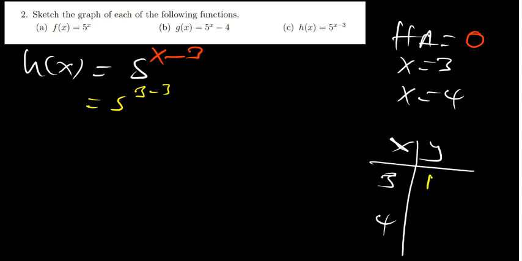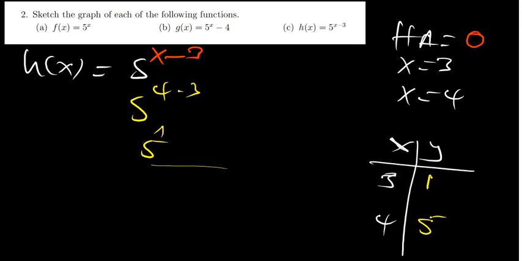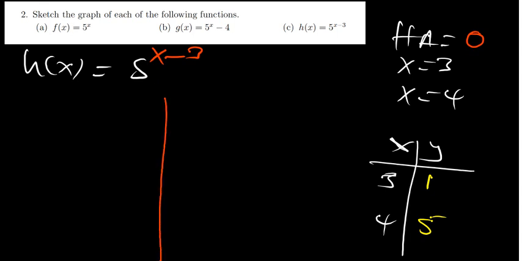What about when x is 4? It's going to be 5 to the power 4 minus 3, which is 5 to the power 1. Any number to the power 1 is the number itself. So in that case, 5 is going to be our y value if x is 4. Now let's put it here. I want to graph it.